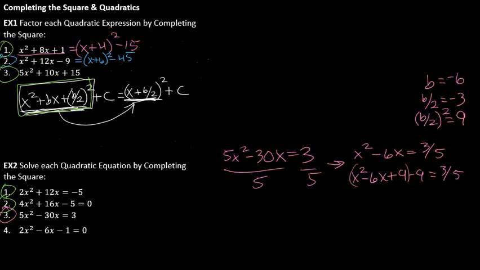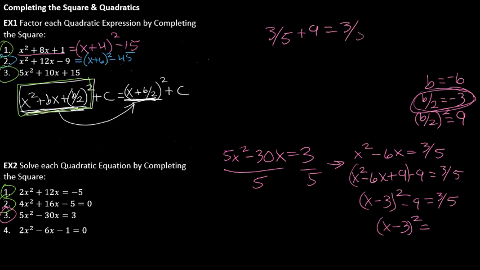So group and factor, this is a perfect square, meaning it's going to be x plus b over 2, all squared. So that's going to be x minus 3 all squared, not x plus 3, right? Why would it not be x plus 3? Well, because b over 2 is negative 3. All right. And minus 9 equals 3/5. Add 9 to both sides. X minus 3 all squared is equal to, so I'm going to add 9 to 3/5.